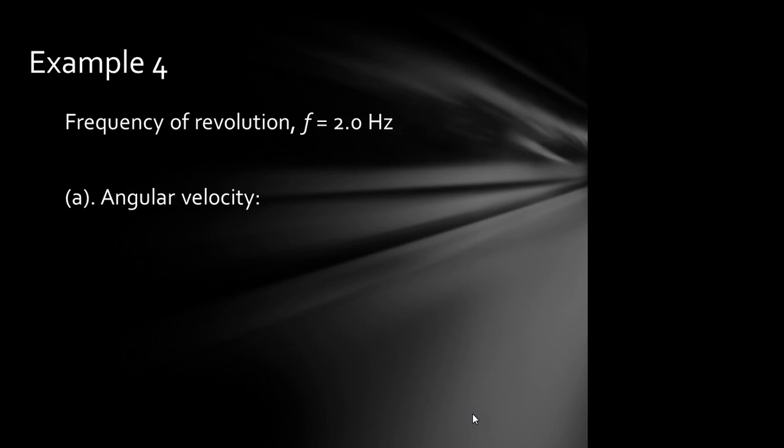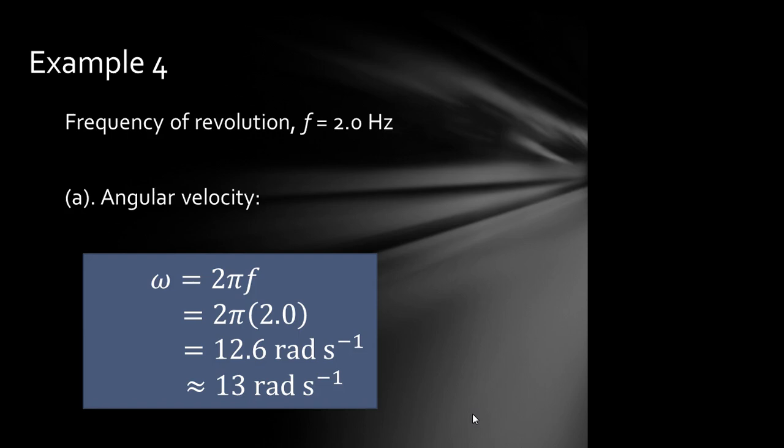So we already know the frequency. It's 2 revolutions per second, which means to say 2 hertz. So angular velocity is nothing but 2 pi f. So you can get it to be 12.6 radians per second.